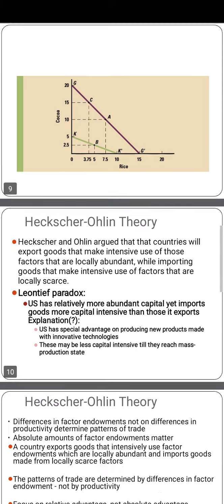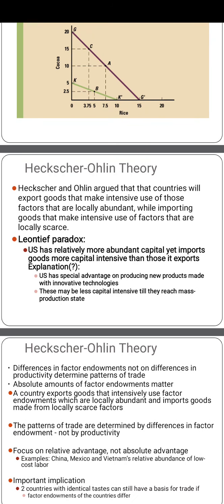Now comes another theory, that is the Heckscher-Ohlin theory. Heckscher and Ohlin argued that countries will export goods that make intensive use of those factors that are locally abundant, while importing goods that make intensive use of factors that are locally scarce.